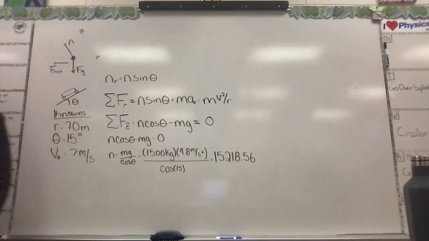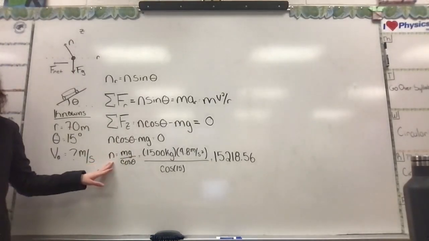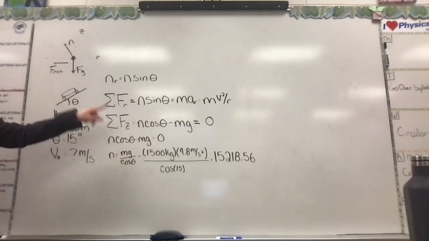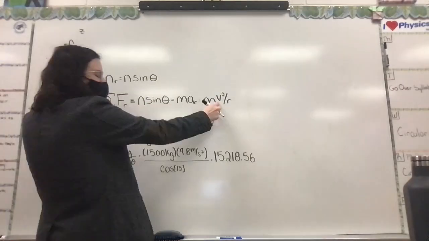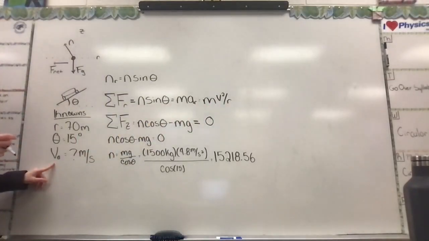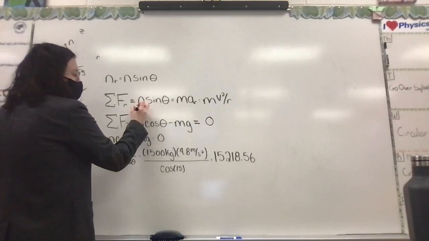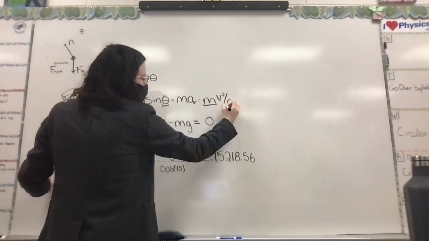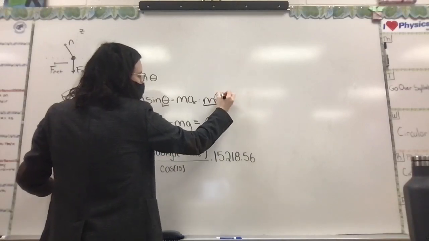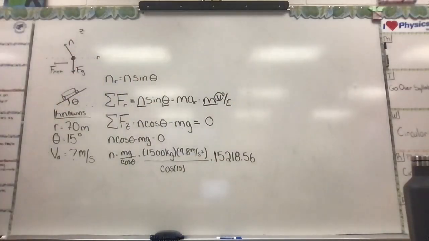Because you guys, that's what we're going to do now. We're going to take this information for n that we just found, and we're going to plug it into this top equation. Because we're looking for v, right? That's what we were asked to find. So now we know n, we know theta, we know m, we know r. Our only unknown is what we were asked to find. Does that make sense to everybody?